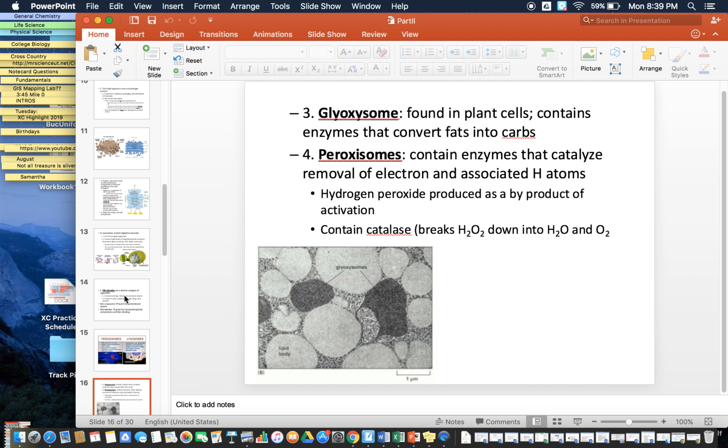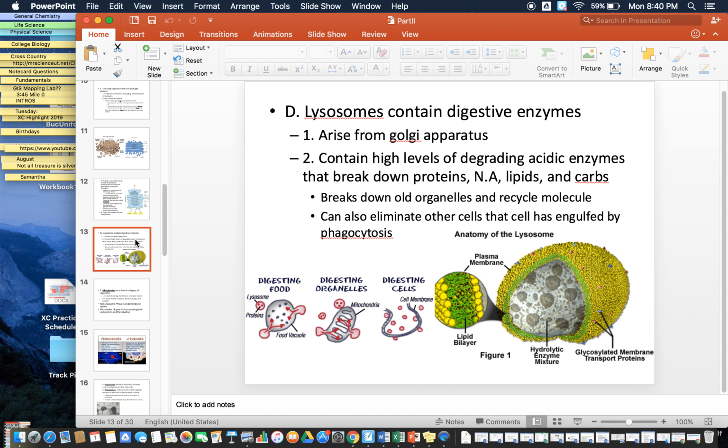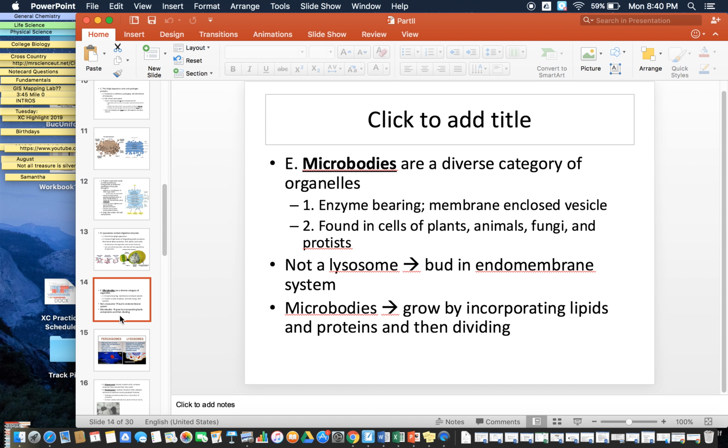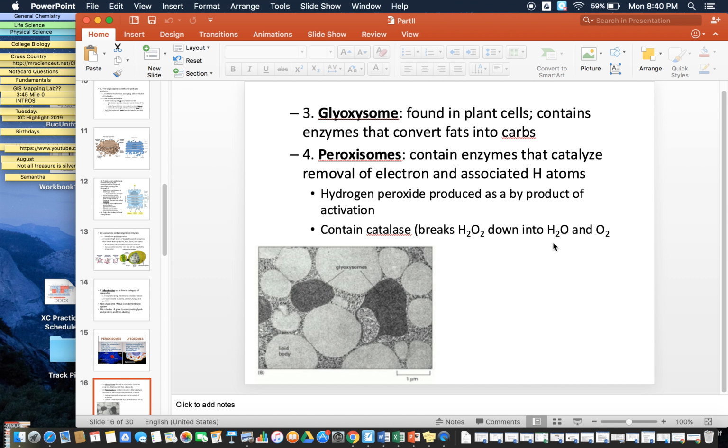Some other examples of microbodies, or I should say lysosomes. Yeah, hold on, I'm just going to go back here. 1, 2, skip a few, 3, 4. Okay.